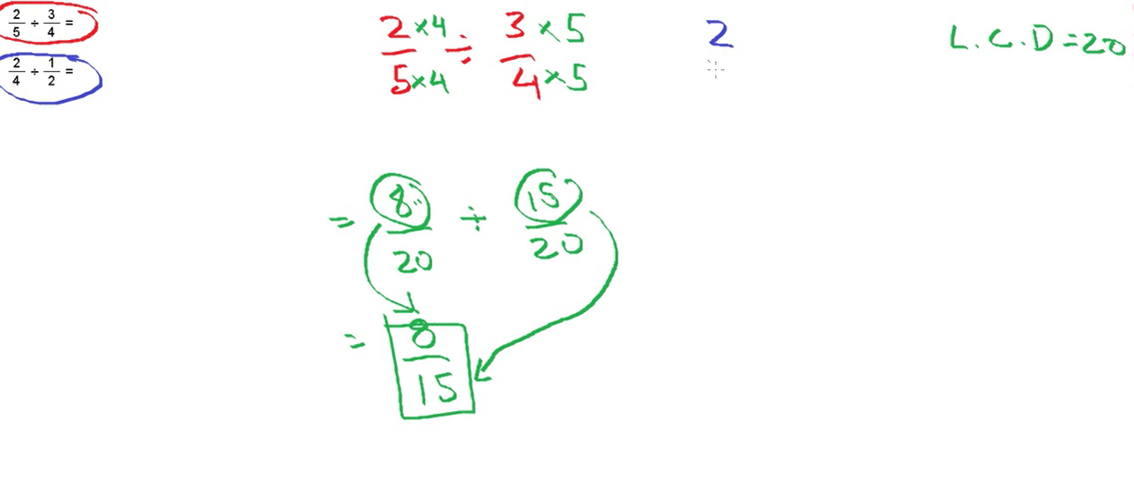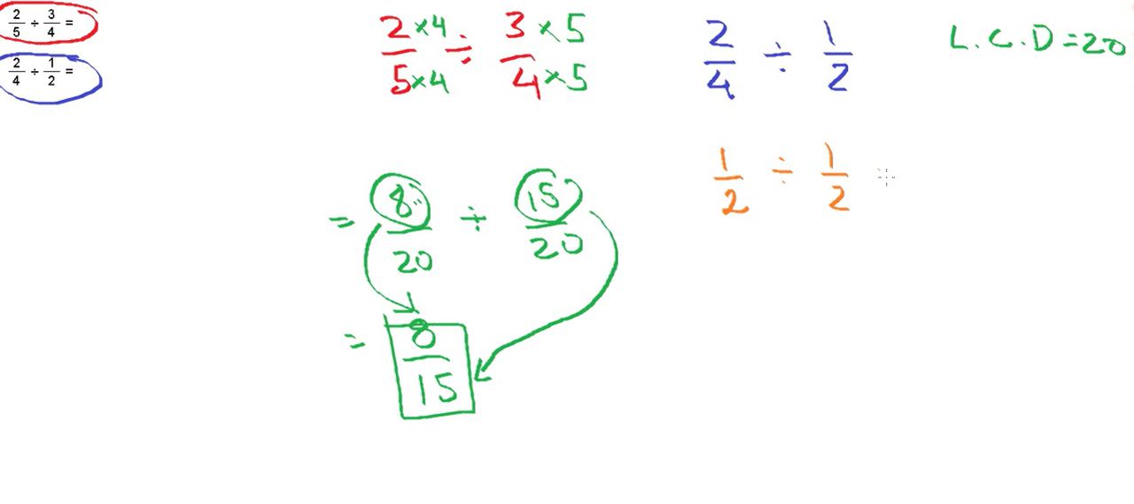So we have 2/4 divided by a half. Now, if we look at this carefully, 2/4 can be simplified to a half. So that's a half divided by a half.